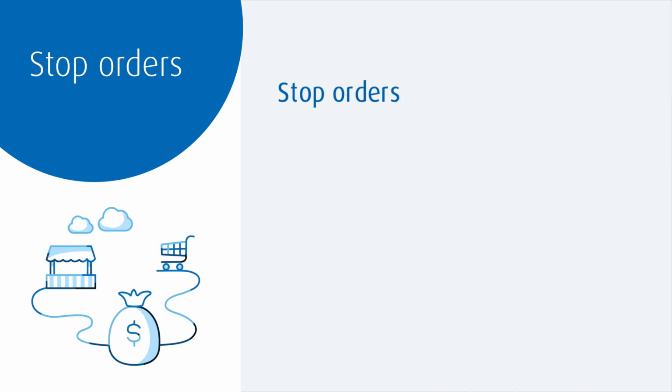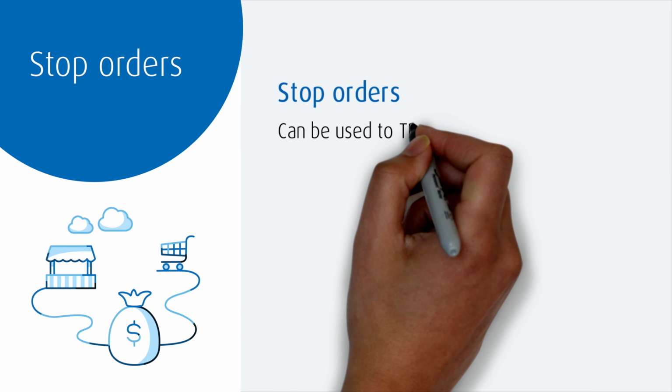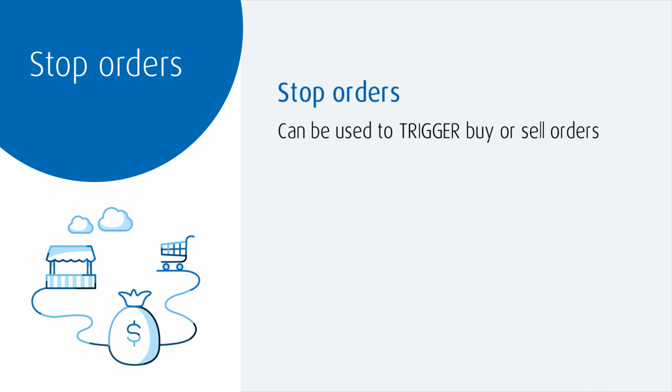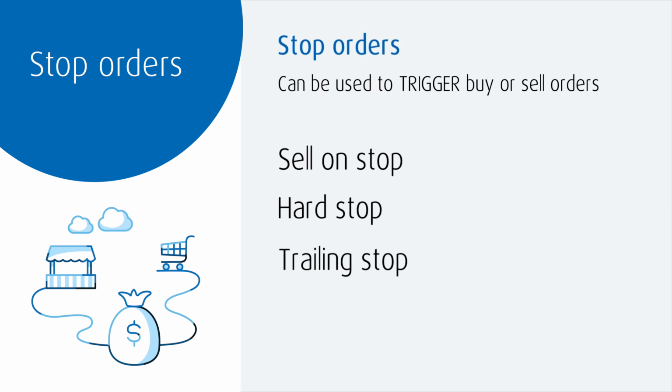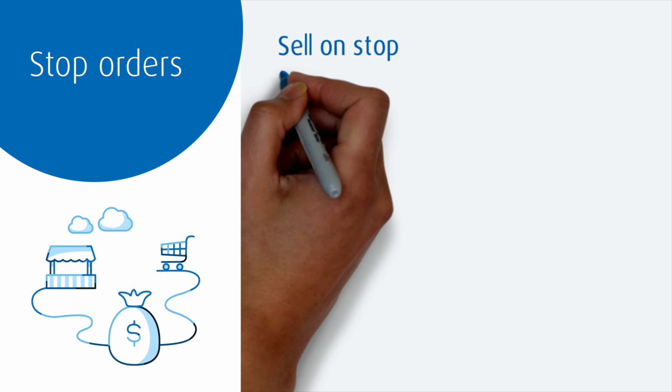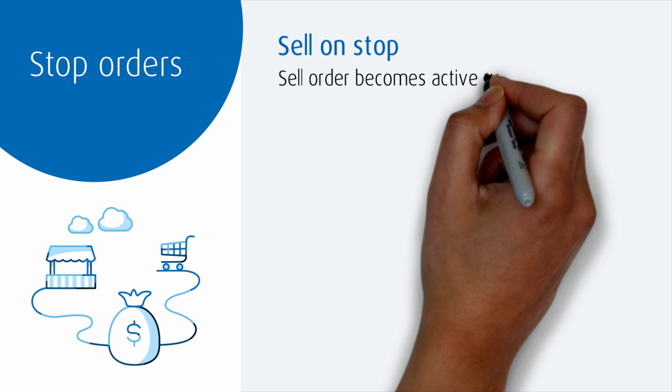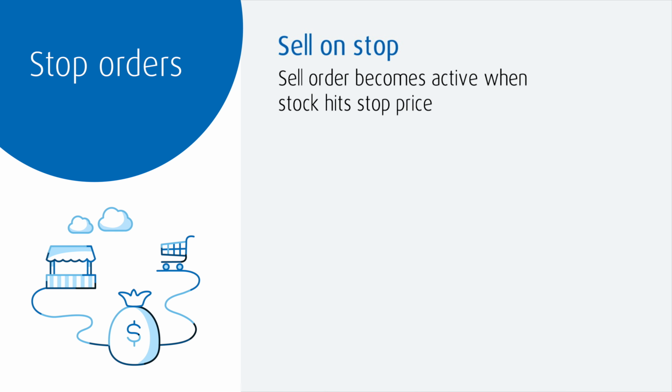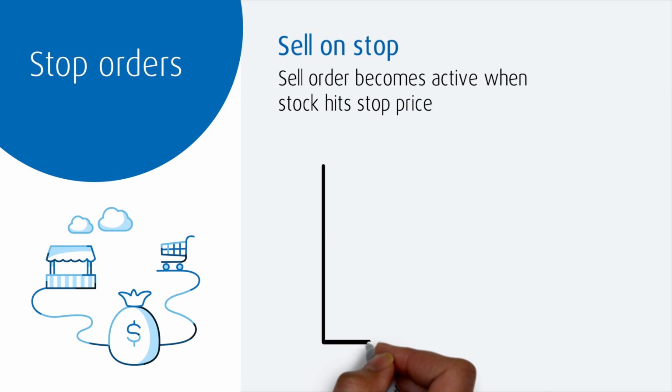Stop orders. Stop orders can be used to trigger various buy or sell orders. Here, we will discuss three types of stop orders: sell on stop orders, hard stop orders, and trailing stop orders. If you set a sell on stop order, your order to sell will become active once the price of the stock hits the stop price you set.